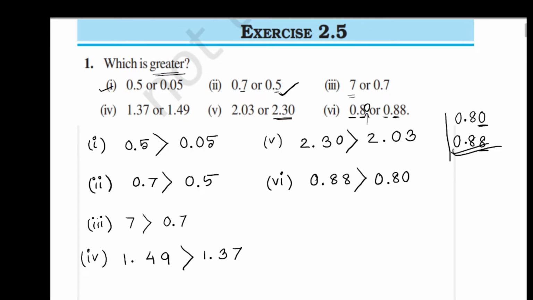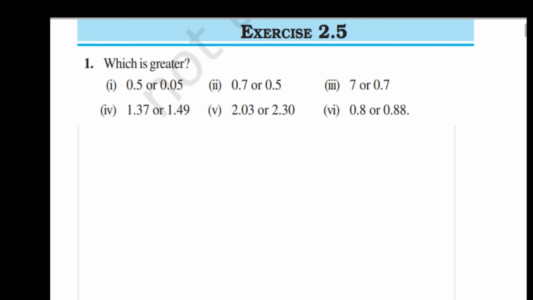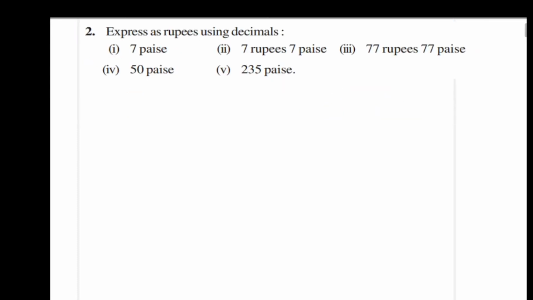Okay, by mistake this is repeating. Come to question number 2. Sorry, now express as rupees using decimals. We know that 100 paise is equal to 1 rupee. To convert paise to rupee, 1 paise equals 1 by 100 rupee. That means to convert paise into rupee, we have to divide that number by 100.